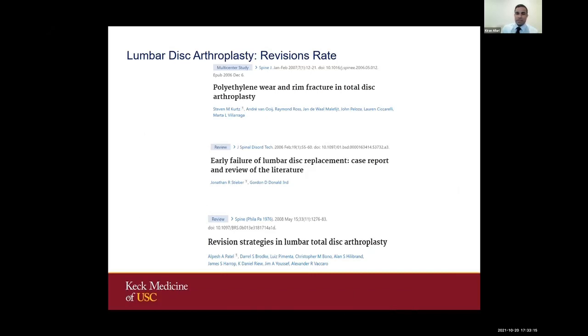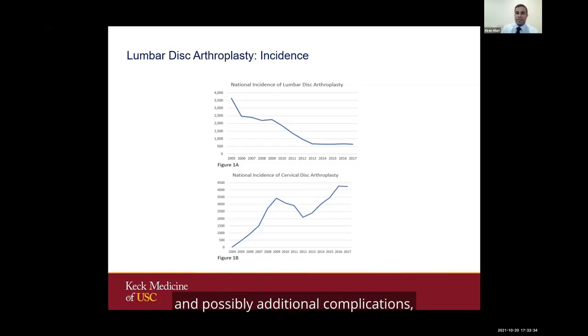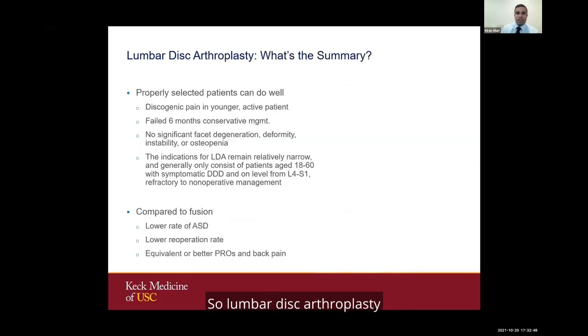Most of the papers describing increased revision rates after lumbar disc arthroplasty were published between 2006 and 2010. What's interesting is you see in this top graph that there was initially, as I alluded to earlier, quite a bit of interest in lumbar disc arthroplasty. But as those studies came out showing higher revision rates and possibly additional complications, the enthusiasm for lumbar disc arthroplasty has decreased almost 5-fold. It's almost the opposite trend of cervical disc arthroplasty, which continues to get more and more interest in the spine community.